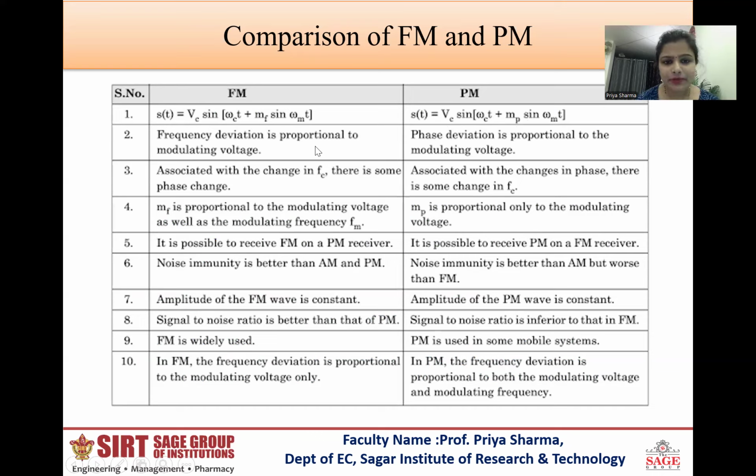In FM, the frequency deviation is proportional to the modulating voltage. In PM, the phase deviation is proportional to the modulating voltage, associated with a change in the carrier frequency. There is some phase change and there is some frequency change. In FM, the modulation index is proportional to the modulating voltage as well as the modulating frequency, and in PM it is proportional only to the modulating voltage. In PM, as the amplitude changes from positive to negative, the phase changes. But in frequency modulation, as it changes from positive to negative, the frequency changes.